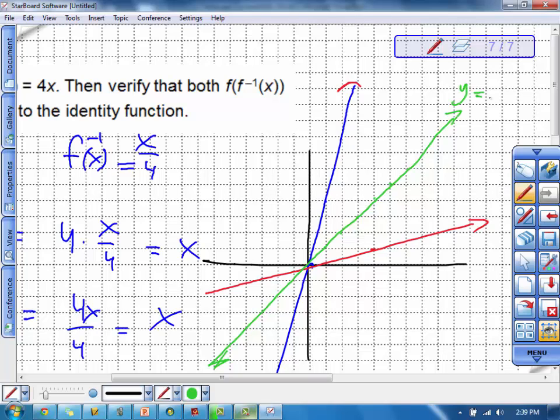So this is the line y equals x, and inverses are always reflections over this line. And the reason why is because all an inverse does is it takes an ordered pair like this pair 4, 1, and it switches the x and the y, so that this would be the point 1, 4. That's all an inverse does. It takes every point and switches the x and the y.